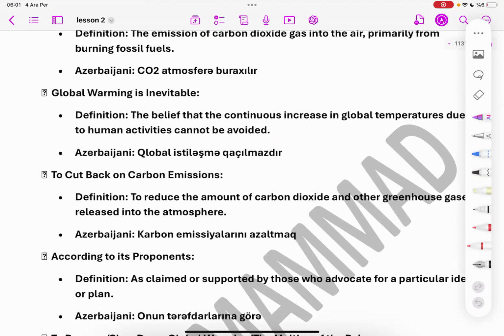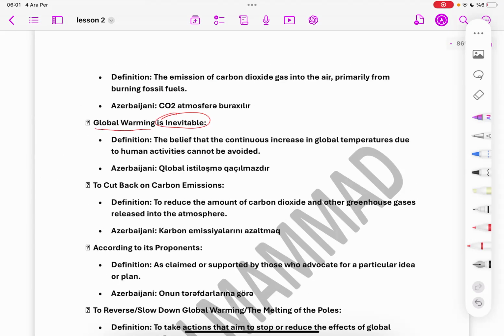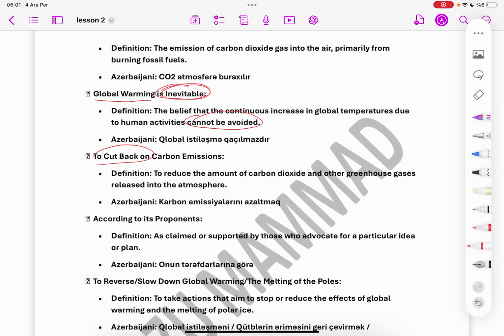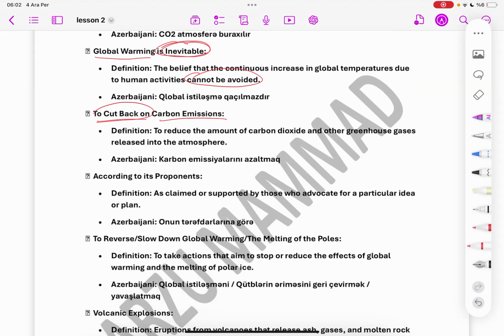So let's continue. Global warming. This is very easy. And we have the word inevitable. We have also covered this one in our lesson one, which means if something cannot be avoided, it is inevitable, okay? Cut back on. So cut back on means to reduce the amount of something. So cut back on carbon emissions means to reduce carbon emissions. According to means when it comes to their ideas, okay, according to. And proponent, we have opponent and proponent.